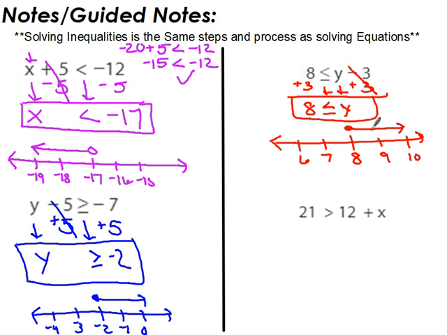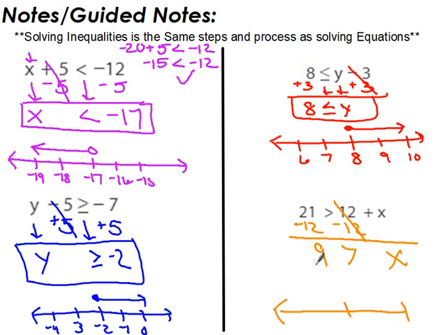Okay, and the last one, trying to get the x by itself. So I have to get rid of this positive 12. Because I want to get rid of the positive 12, I'm going to minus 12 on both sides. That cancels. X is less than, let's see, 9. So the x is the smaller number. X is less than 9 because the 9 is where the mouth is opening up towards.